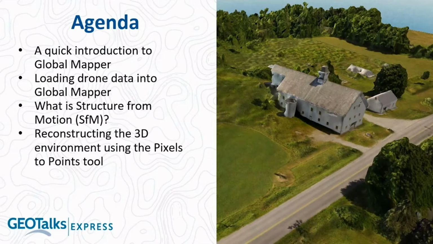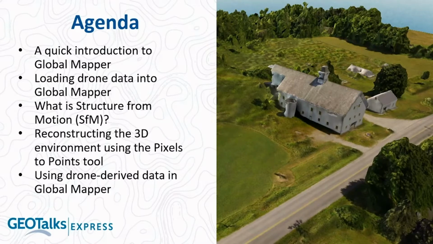We'll take a look at our pixels to points tool and again, go through the process of reconstructing our 3D environment using our drone images. And this is going to be time dependent at the end of our session today. Once we've created that data, we have a number of different workflows that we can go through to show how we can use that data. We'll see how many of those workflows we can actually get through.